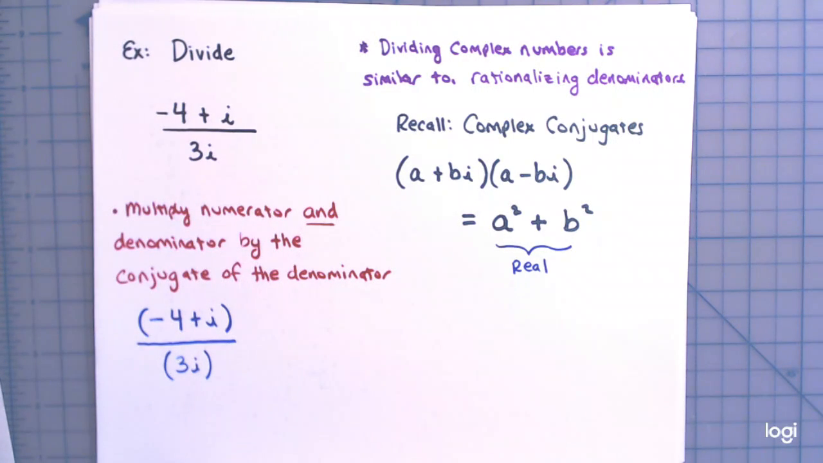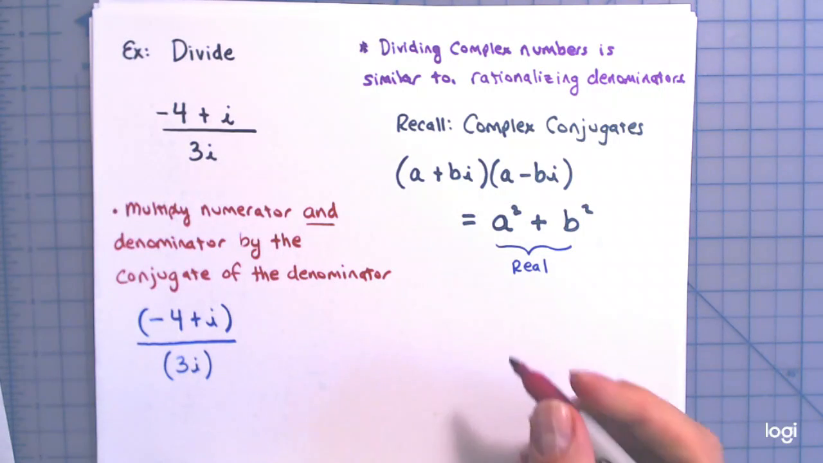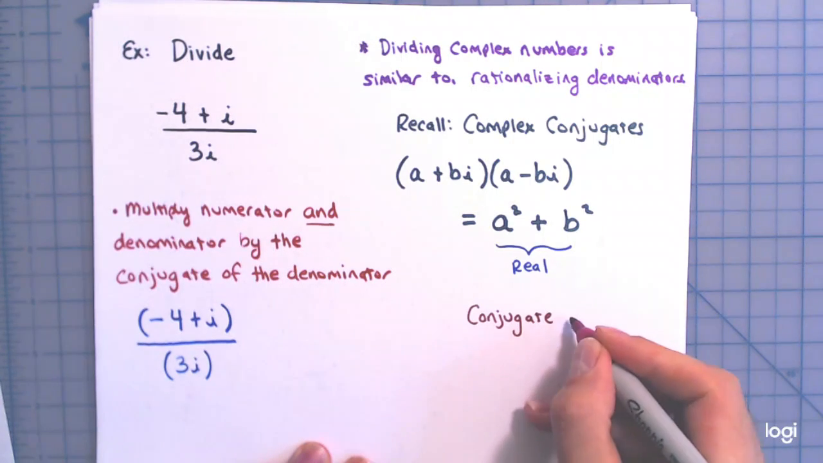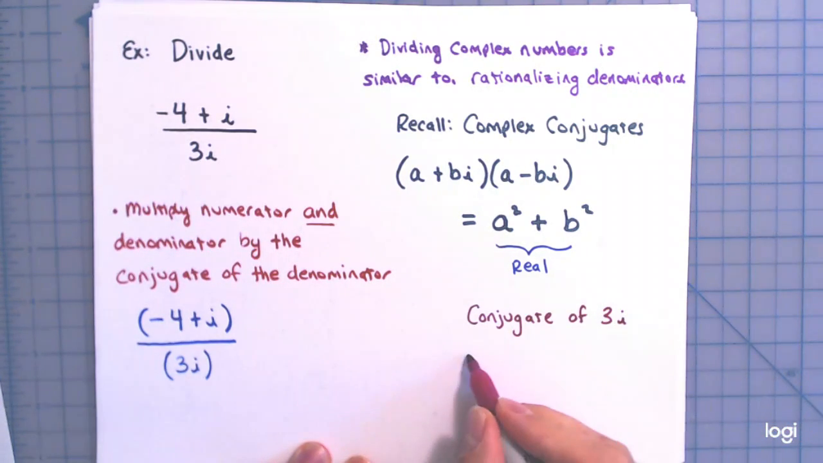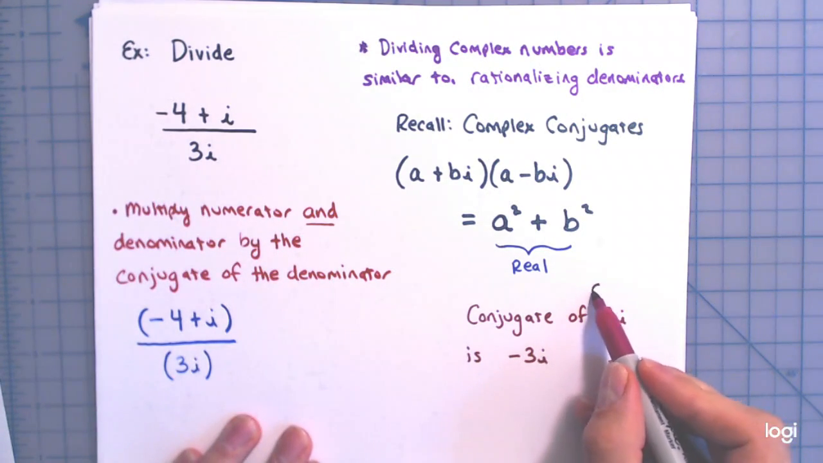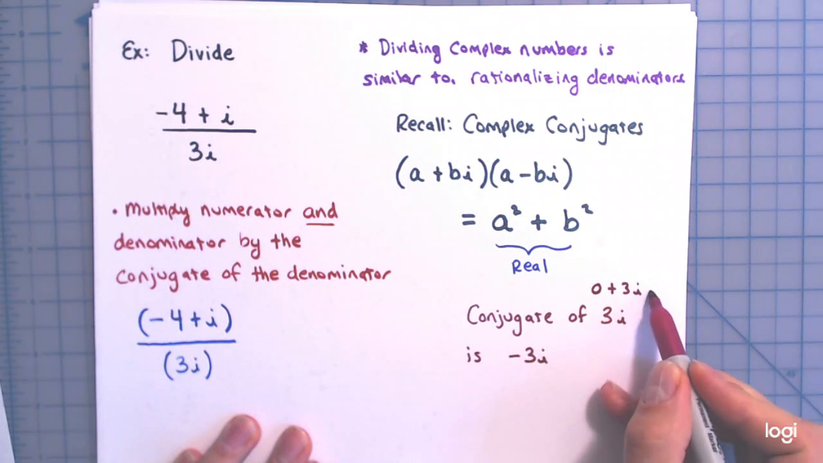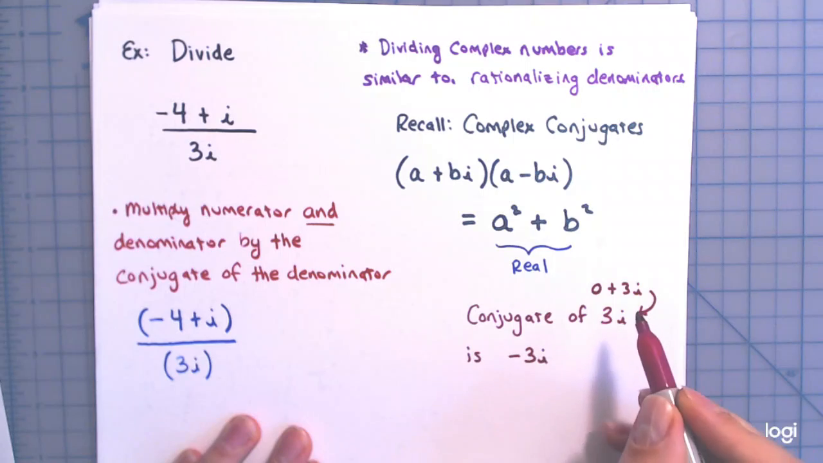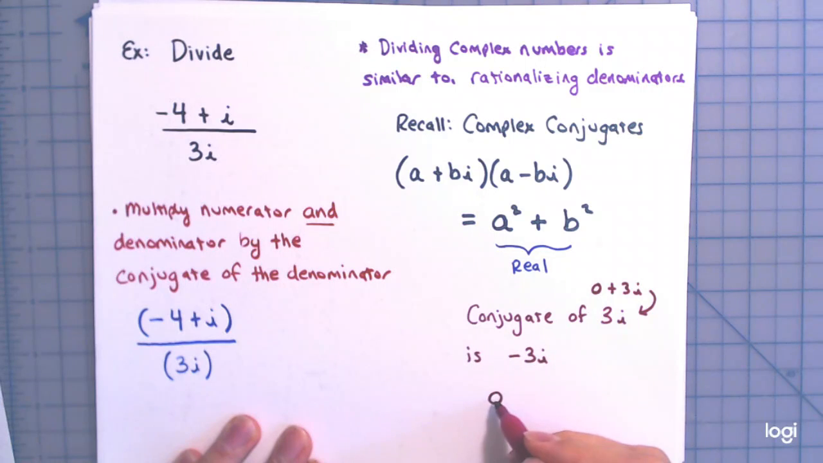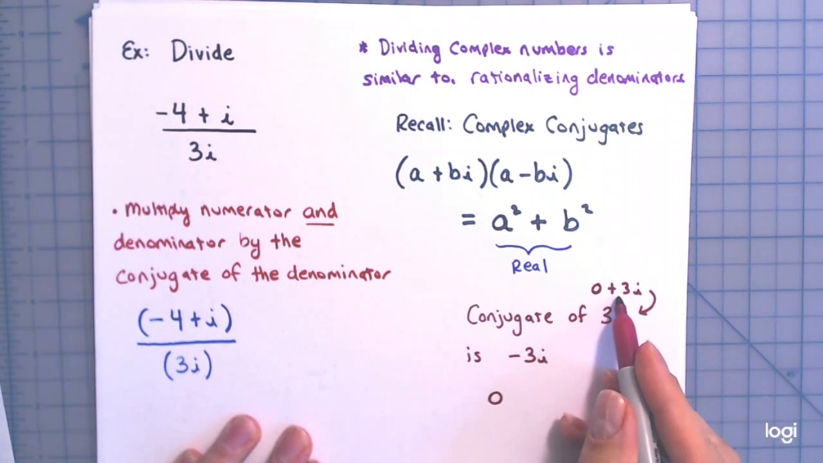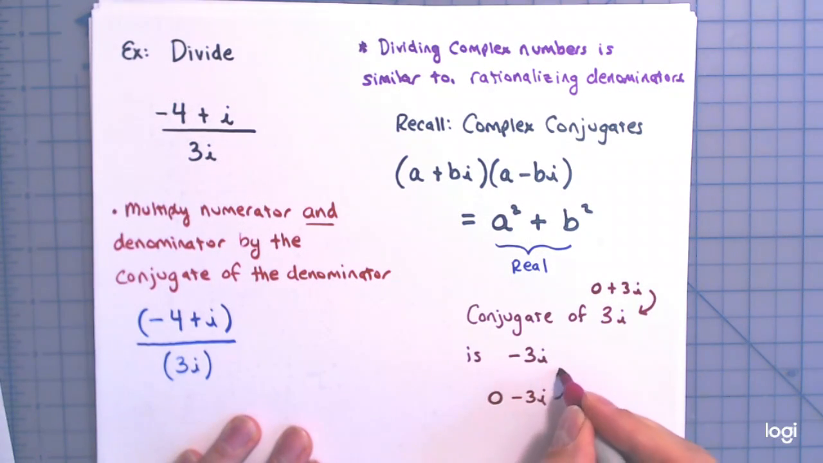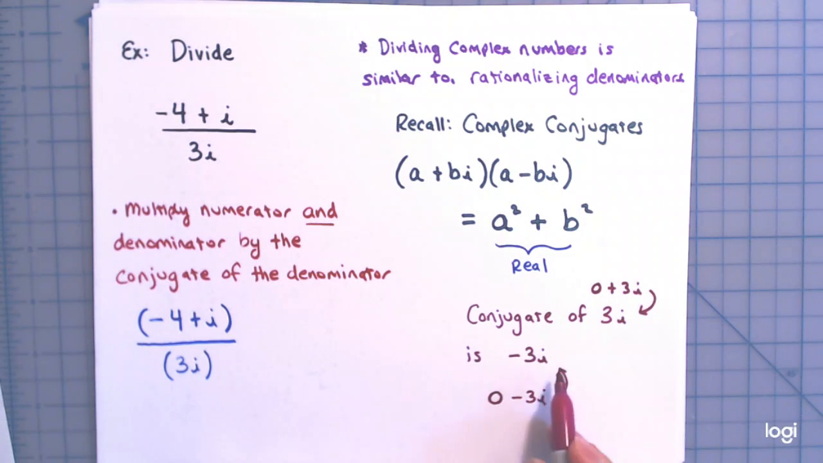Now, what's the complex conjugate of 3i? I'll do that off to the side here. The conjugate of 3i is negative 3i, right? Because again, you can think of 3i as 0 plus 3i, which is the same thing as just 3i. And remember, for conjugates, you keep the real part, so the real part of 0, and then you have the opposite imaginary part. This has an imaginary part of positive 3, so the conjugate would have an imaginary part of negative 3. So you see 0 minus 3i, which is just negative 3i.